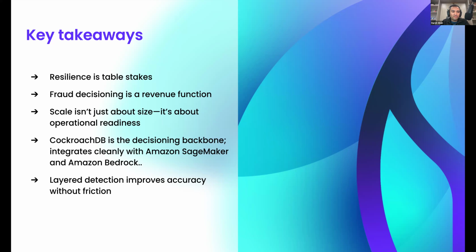And from the perspective of the decision-making backbone, CockroachDB is already integrated with these services. It's just a natural fit because of all the types of data that you can store and use to make those models more accurate. And then on top of that, we talked about the layered detection, the three layers, but on top of that, with vector search now a possibility, we can introduce similarity searches for those ever-evolving attacks as well.